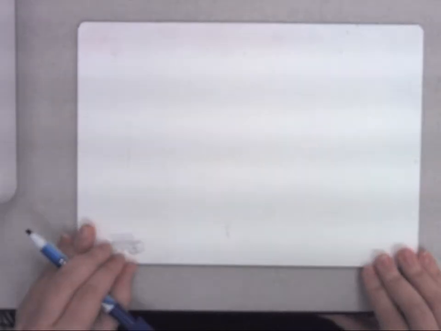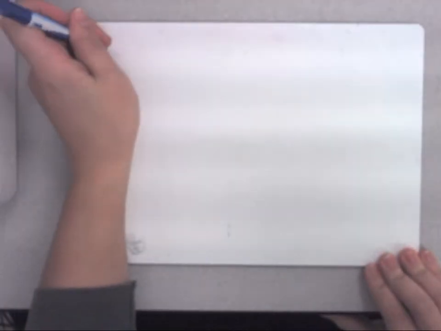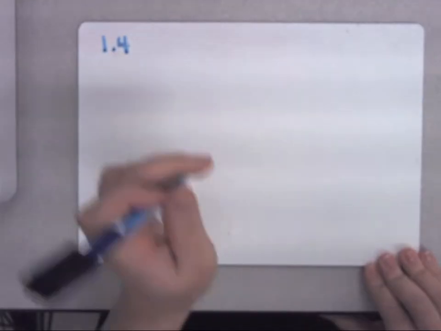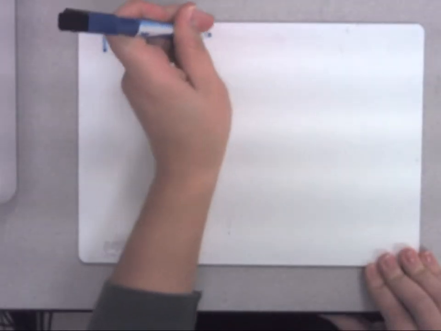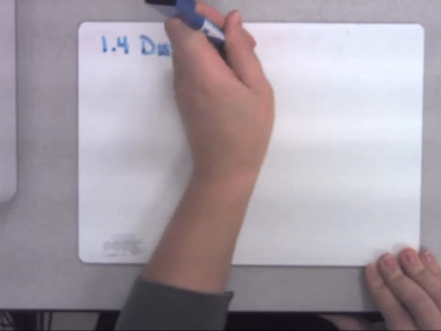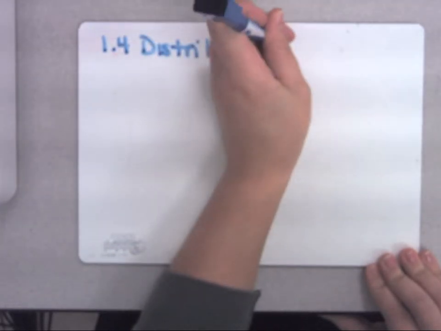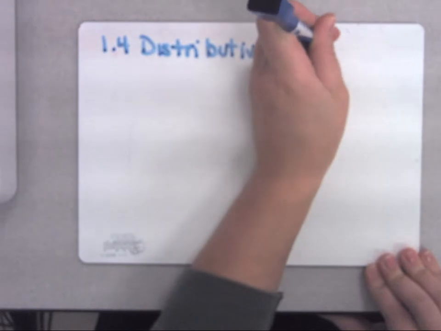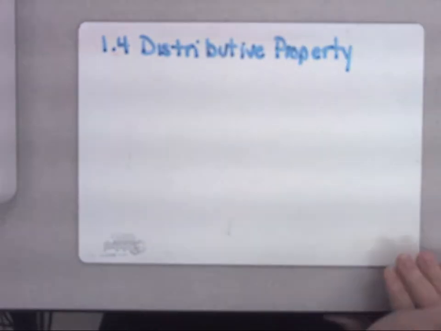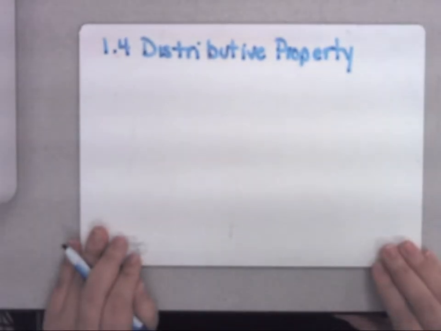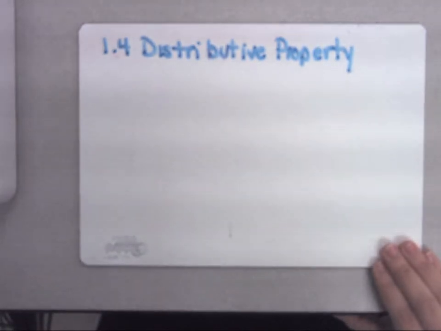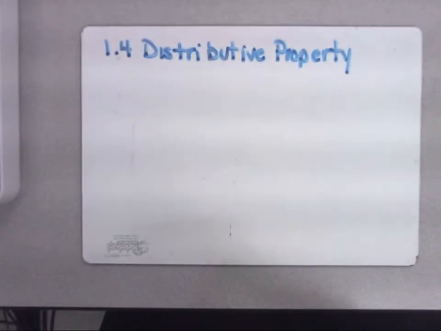Okay, so title. So 1.4. Title is distributive property. Okay, what this means. Hopefully we can see it. We'll push focus real quick. Make sure you can see that.